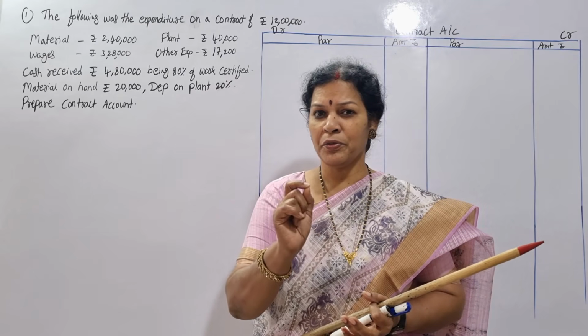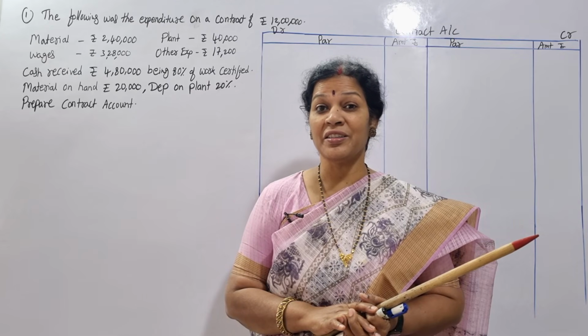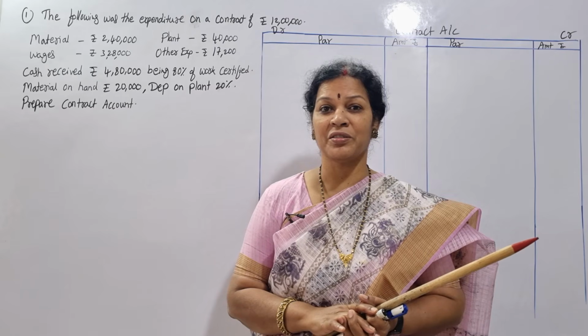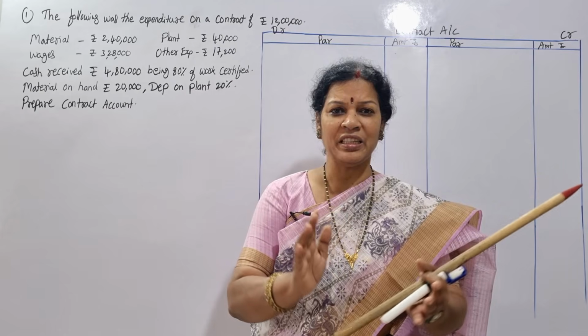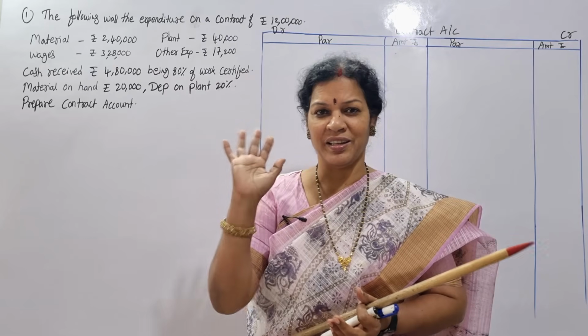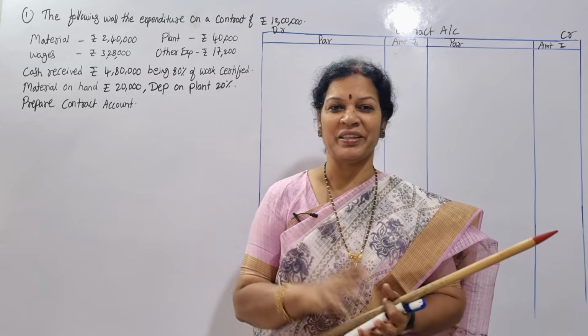In the contract account, a few calculations you have to see: certified work, uncertified work, and also the calculation of profit or loss, notional profit. These are the few items you have to be very careful about. The rest of the problem is simple. Just focus, we will work out one simple problem.